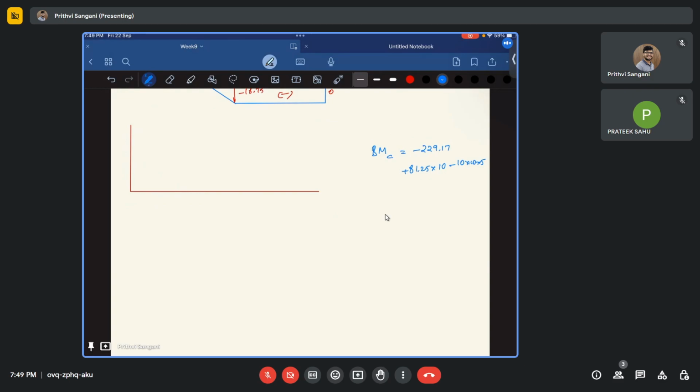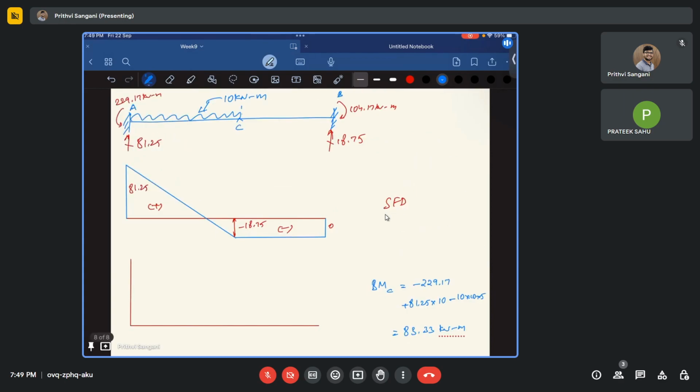So that is going to be minus 229.17 plus 81.25 times 10 minus 500, that is going to be 83.33, which is positive, 83.33 kilonewton meter. So at this support it is going to be 83.33.